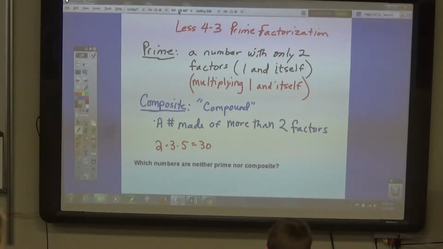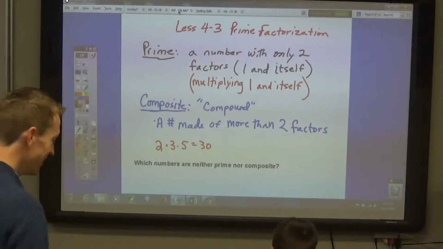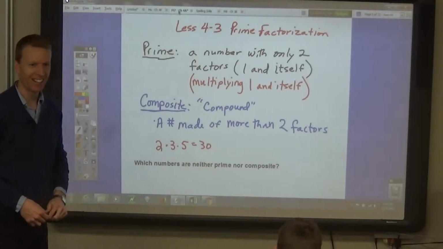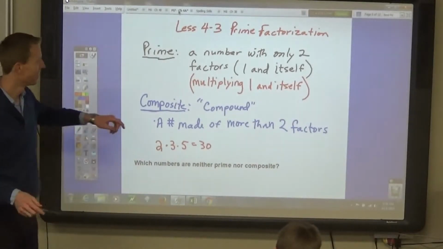Less than 4 for me. What is prime factorization, Emily? Thank you for raising your hand. It's like prime and under. Yeah. Okay. Factorization. Close. But you copy the note.